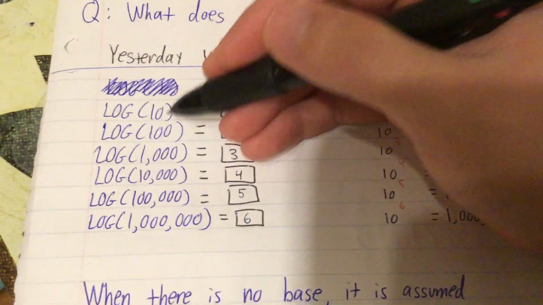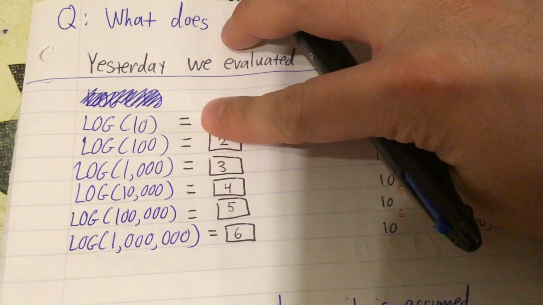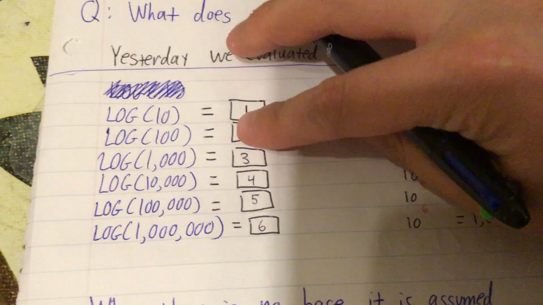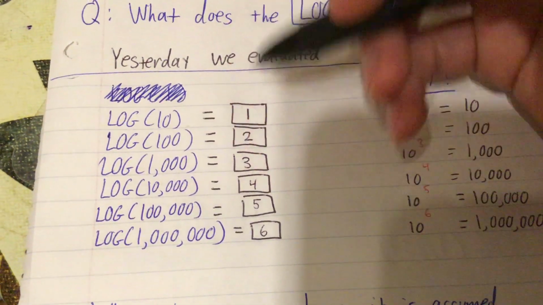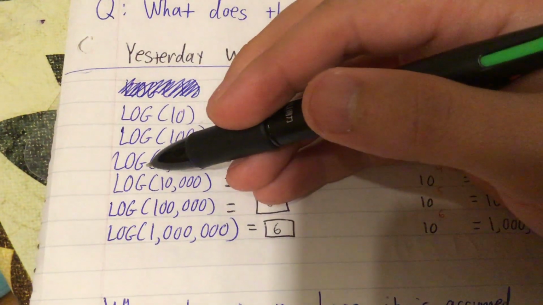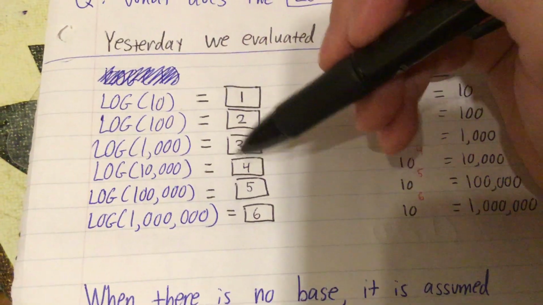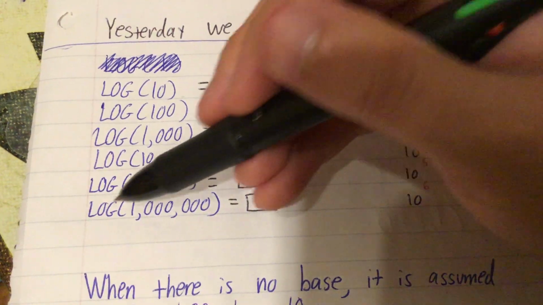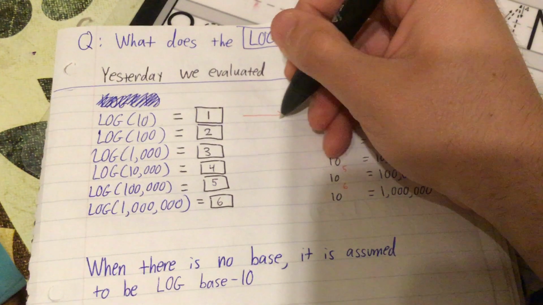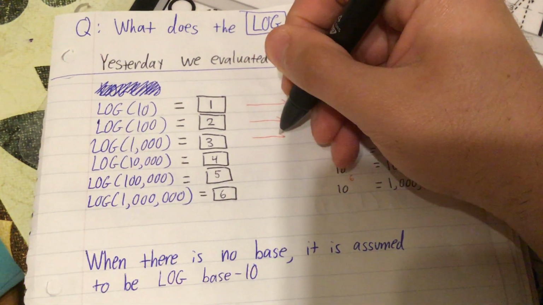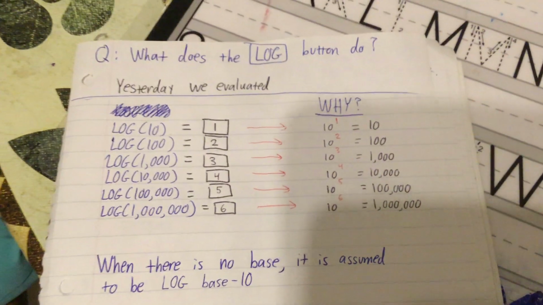Okay, so the log of 10 means 10 to what power is 10? 10 to the first power is 10. Log of 100 means 10 to what power is 100? 2. Log of 1,000 means 10 to what power is 1,000? 3. And so on and so forth. Okay? So these correspond to one another. I'm just going to give you guys time to look at this with the pause button before we move on.